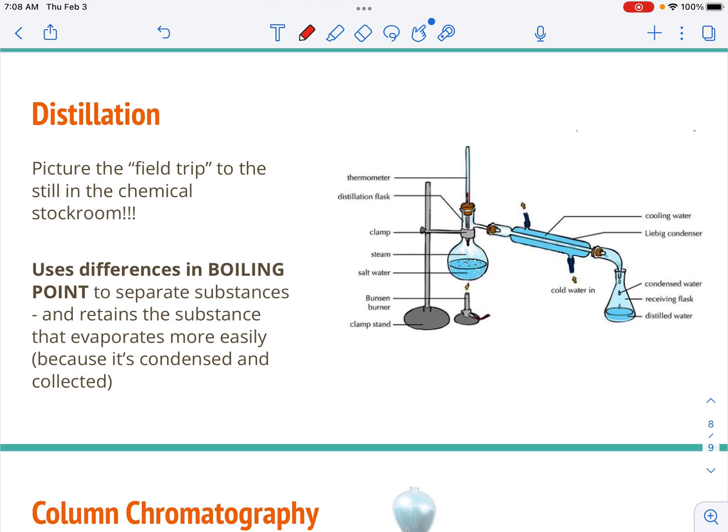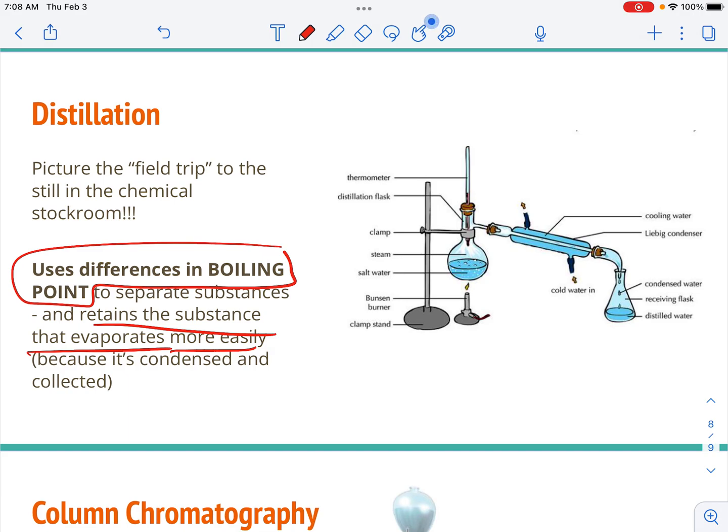Finally, separating solutions is something that you've learned a couple of different ways. Remember that we have looked at the still in our chemical stock room, and we talked about how that process happens. But remember that distillation uses differences in boiling point and retains the substance that evaporates more easily, because it's what's going to evaporate first and then will be condensed, okay?